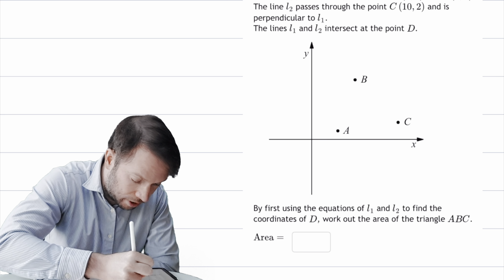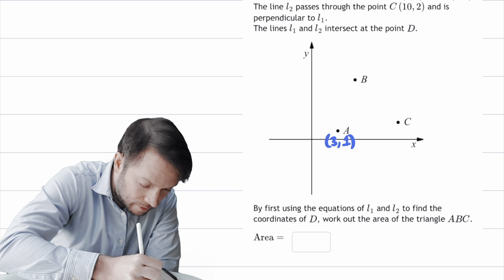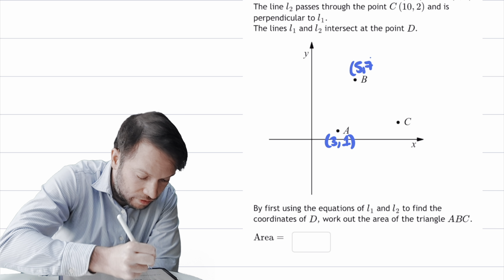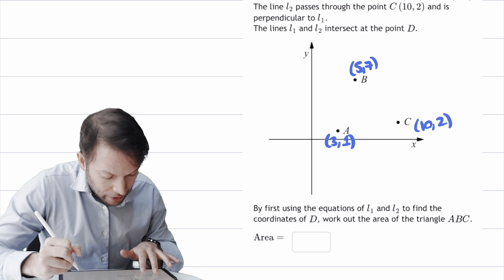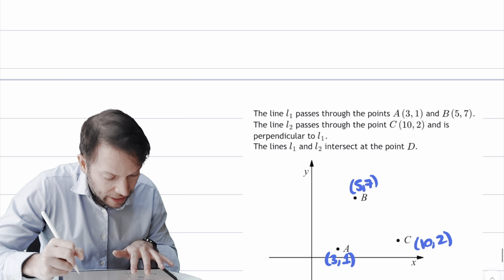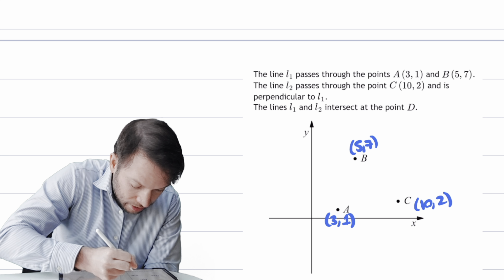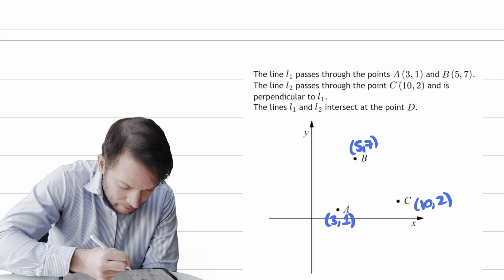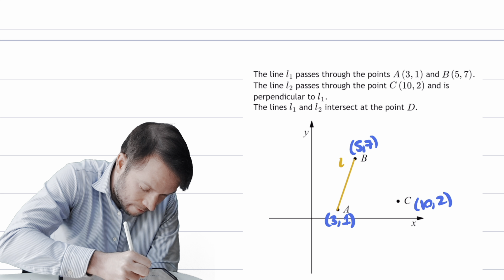So we've got A is (3, 1), B is (5, 7), and C is (10, 2). And it says, by first using the equations of L1 and L2. Well, what are these equations? L1 is the equation of the line that passes through A and B. Let's find this equation. This is going to be L1.